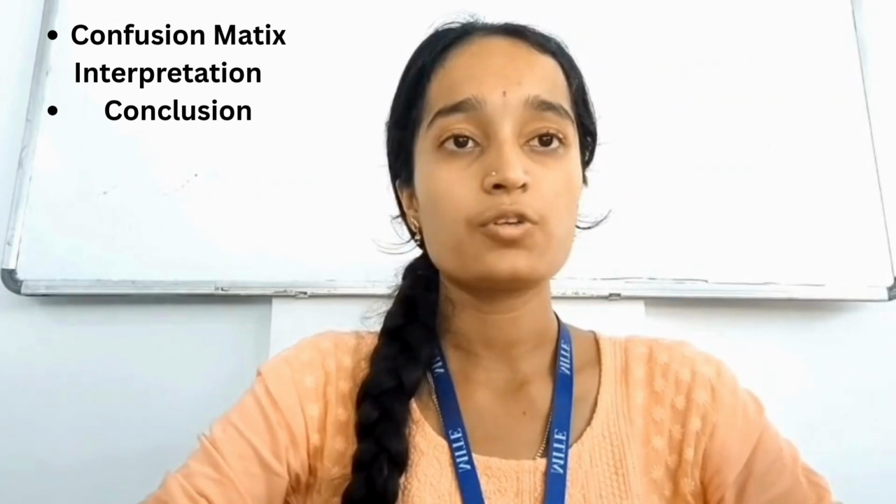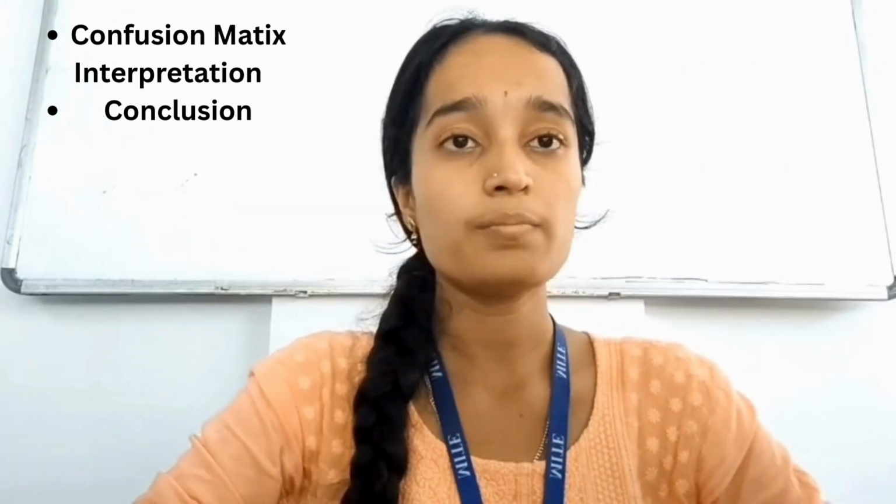Next, let's look at the confusion matrix results. A confusion matrix allows us to understand the types of errors the model makes. True positive: positive reviews correctly predicted as positive. True negative: negative reviews correctly predicted as negative. False positive: negative reviews incorrectly predicted as positive. False negative: positive reviews incorrectly predicted as negative. Good models have high true positives and true negatives, and low false positives and false negatives.